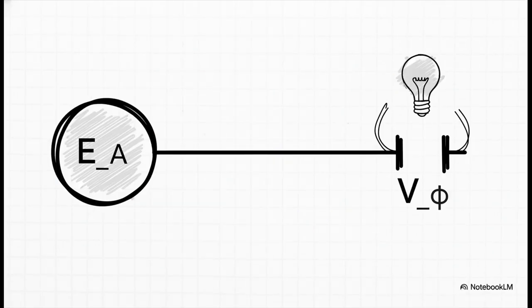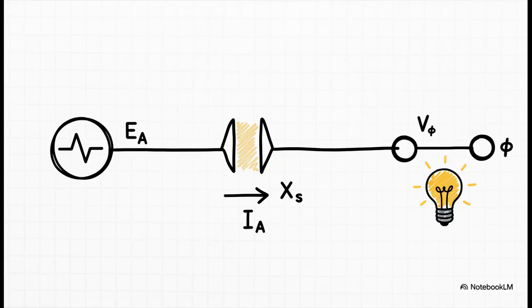Let's build this equation one piece at a time. We'll start with our perfect no-load world. The terminal phase voltage, V phi, is exactly the same as the internal generated voltage, EA. Now let's account for the load. That armature current, IA, is going to cause a voltage drop across our new synchronous reactance, XS.